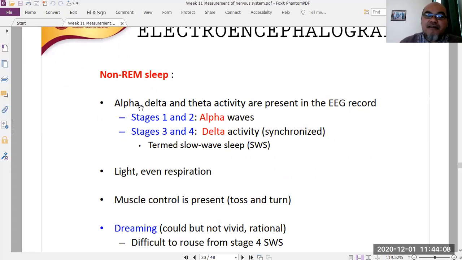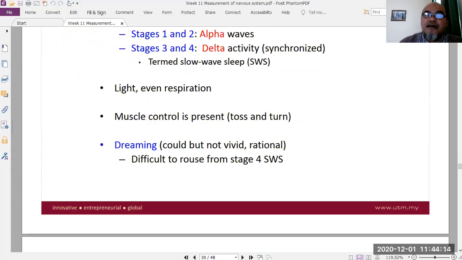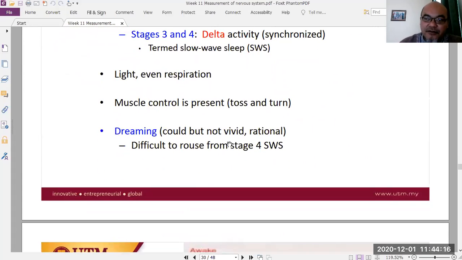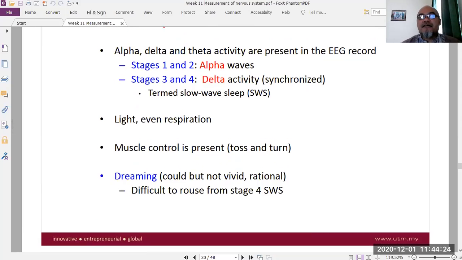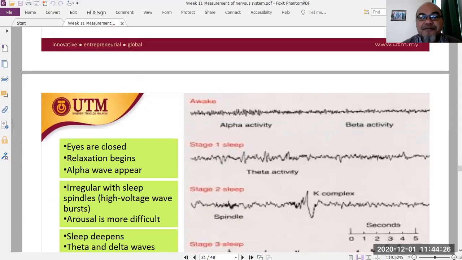During non-REM sleep, you have light or even respiration. You still have muscle control, and you have already started to have dreaming, but not vivid, not very clear, and it is difficult to rouse from stage 4 SWS.